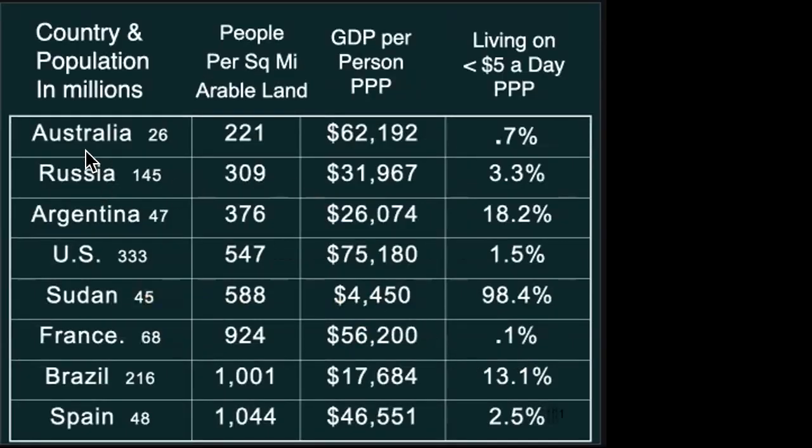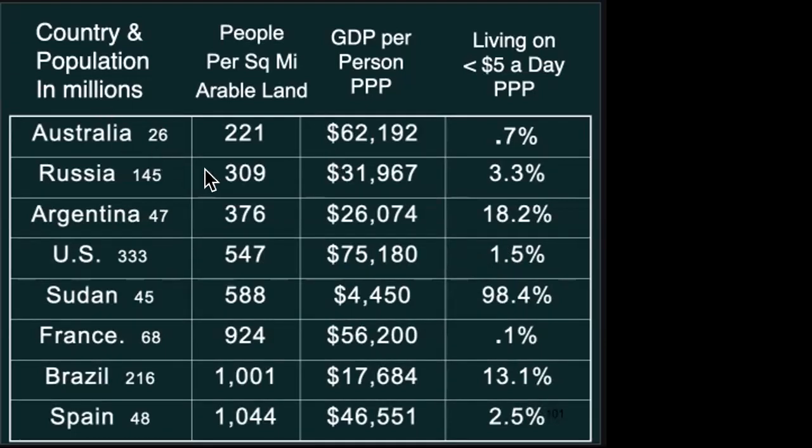If we look up here at Australia, with 221 people per square mile of arable land, they produce $62,000 per person per year, and only 0.7% of their population live on $5 or less a day. Now, PPP stands for Purchasing Power Parity. It attempts to compensate for exchange rates and costs of living, and I don't know how it actually does it, but these numbers are only estimates. Nonetheless, they give us some perspective on the density of population and the level and extent of poverty.